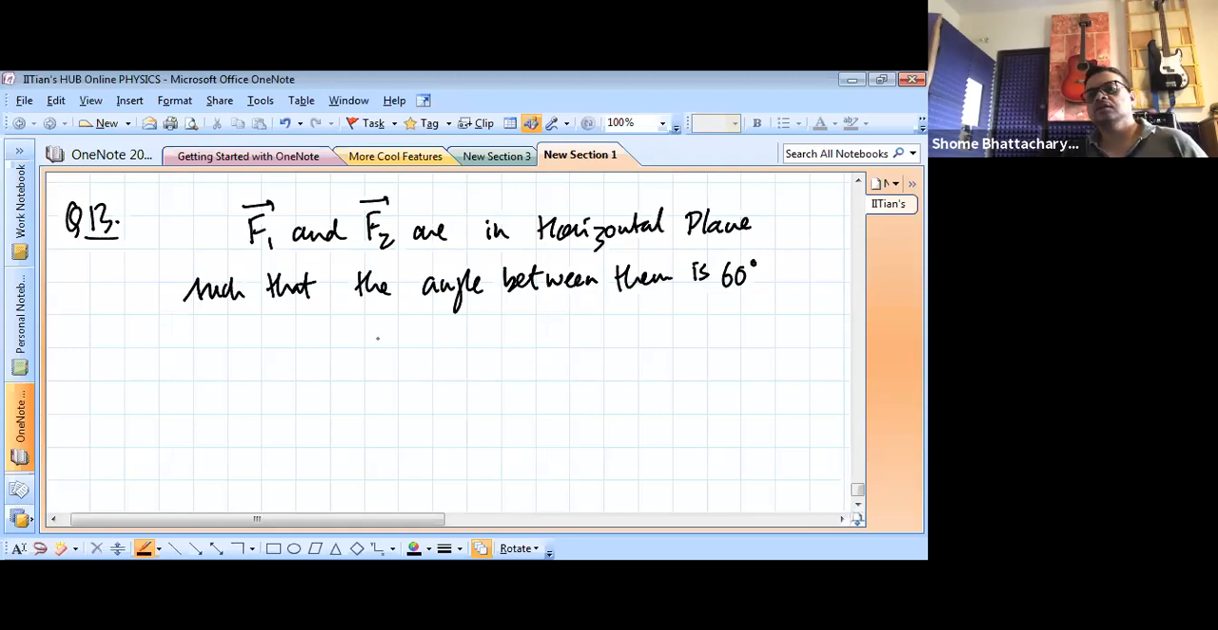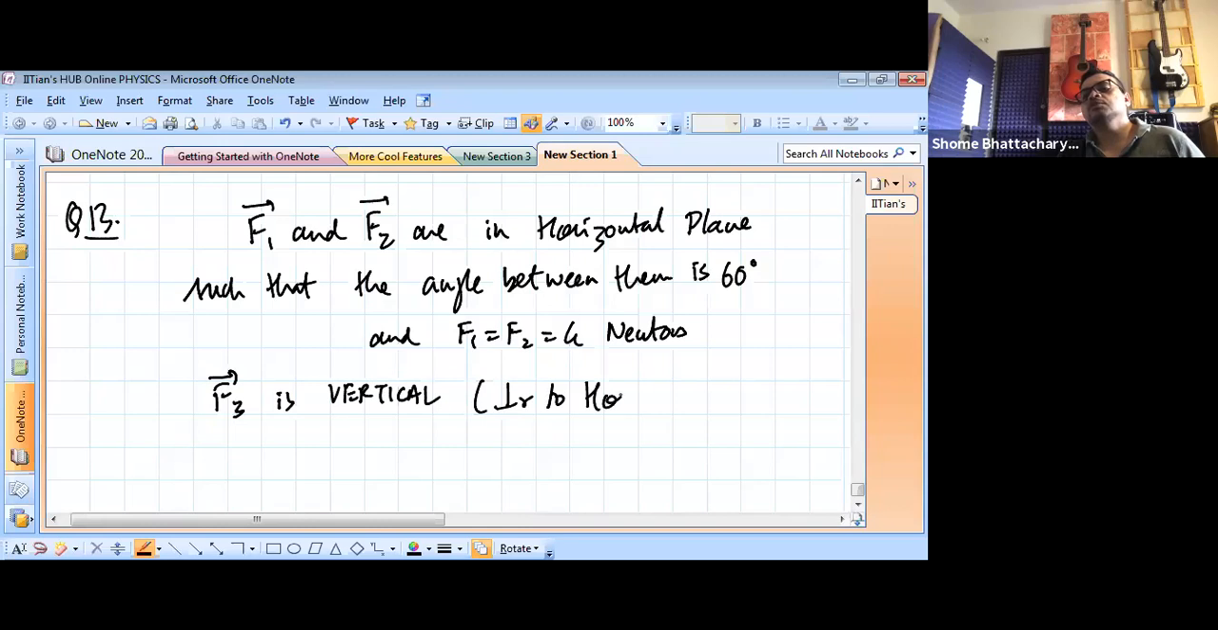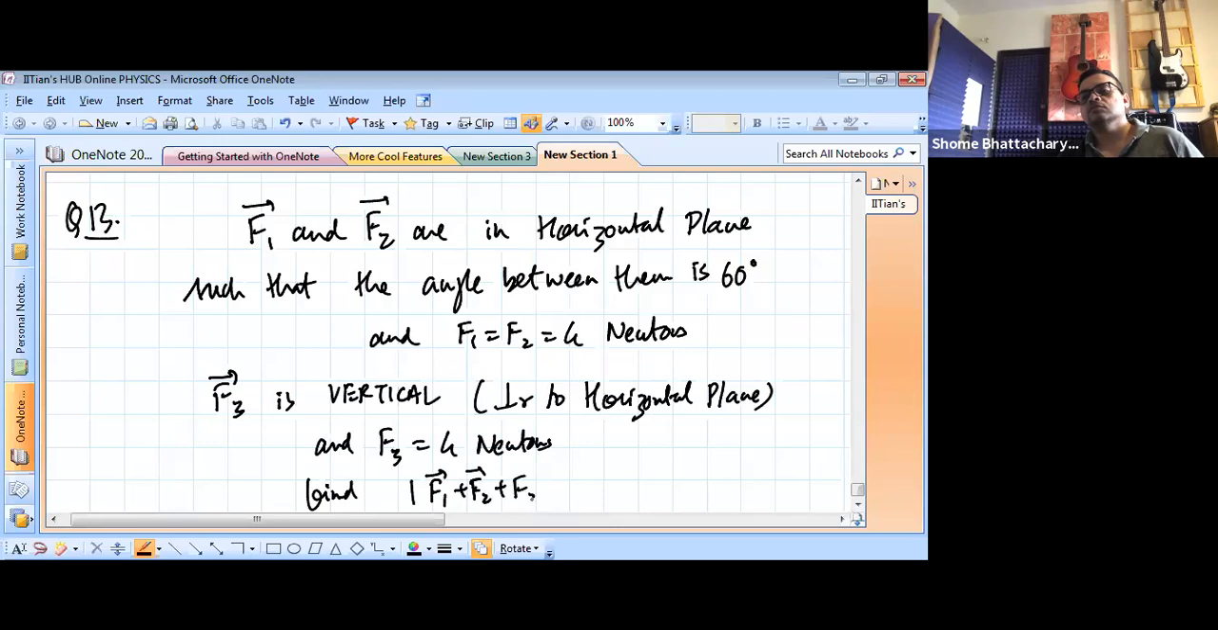4 Newton. And magnitude of F1 is equal to magnitude of F2 is equal to 4 newtons. F3 is vertical. So that means it is perpendicular to the horizontal plane. The fact that it is given to you as a vertical force means it is perpendicular to the horizontal plane and also of magnitude 4 newtons. So we have to find mod of F1 plus F2 plus F3. What we have to calculate now.